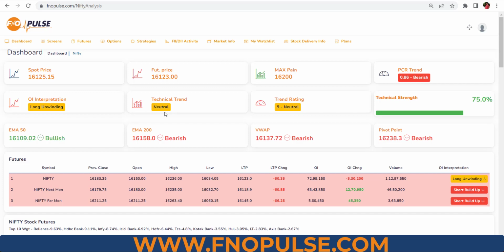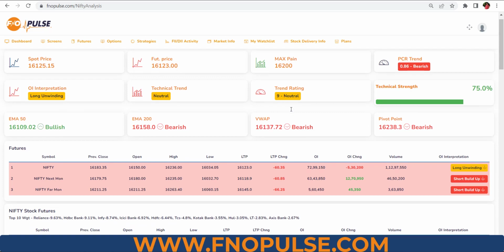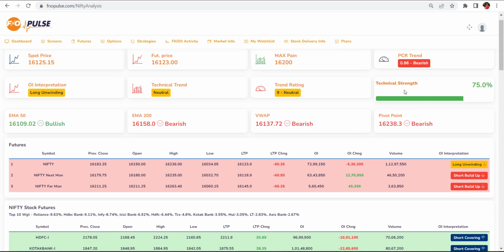We are using 12 parameters to find the technical trends. According to the technical rating, out of 12, 9 are neutral. So the market was ending on the neutral side by afternoon. If the technical strength is above 75 to 80%, only then will the market be on the upside. So it's neutral at 75%. If it is less than 75 or 70, definitely the market will be on the bearish side in technical rating.